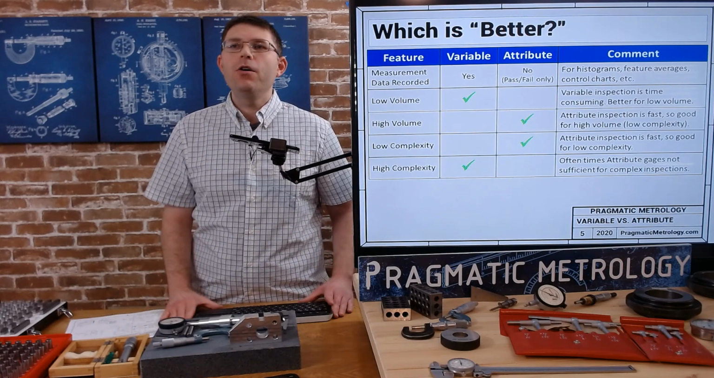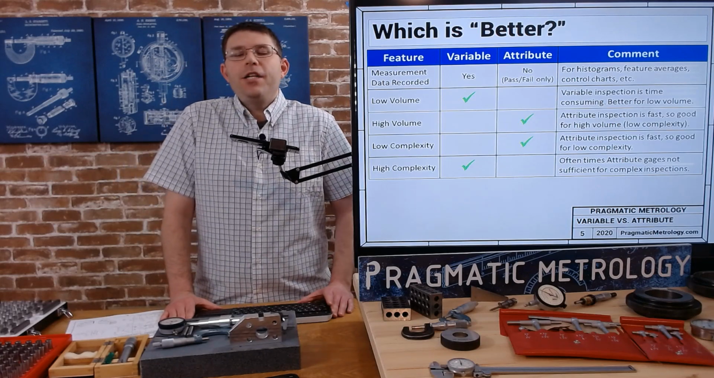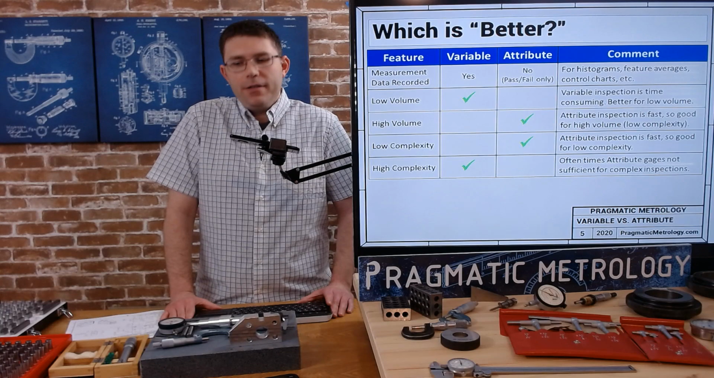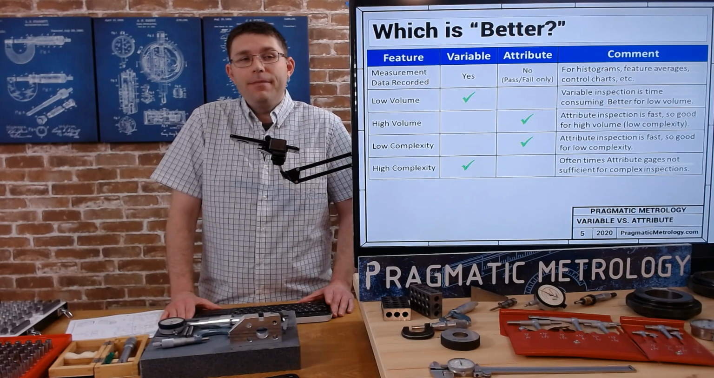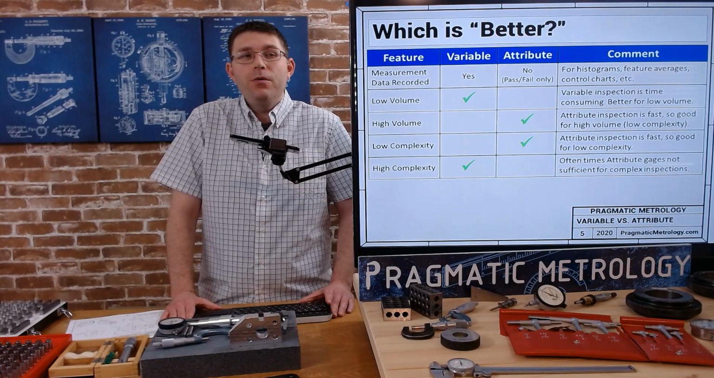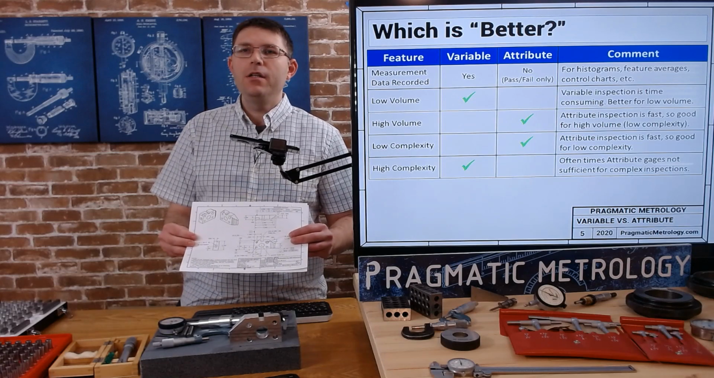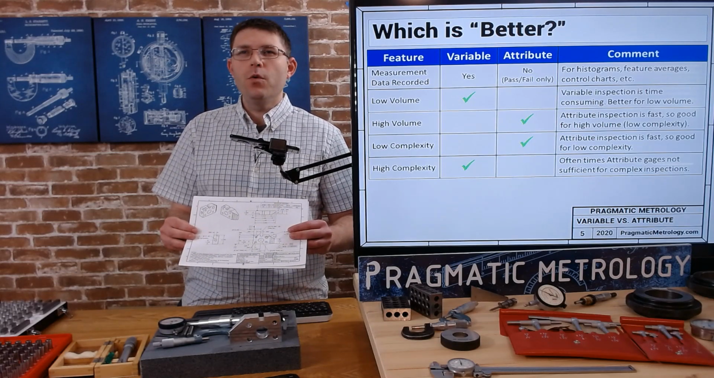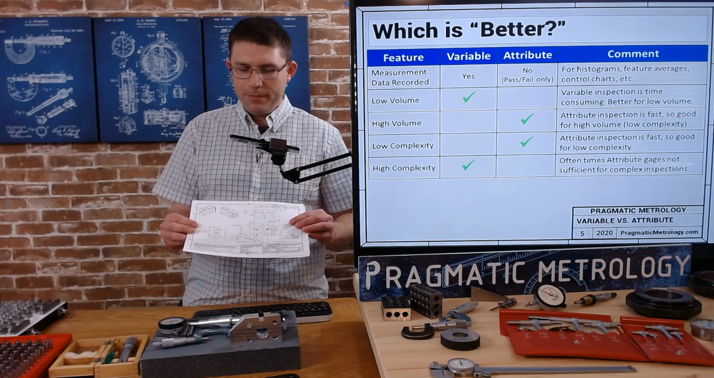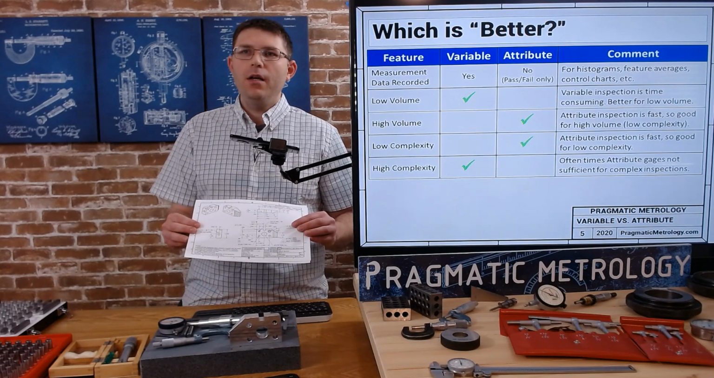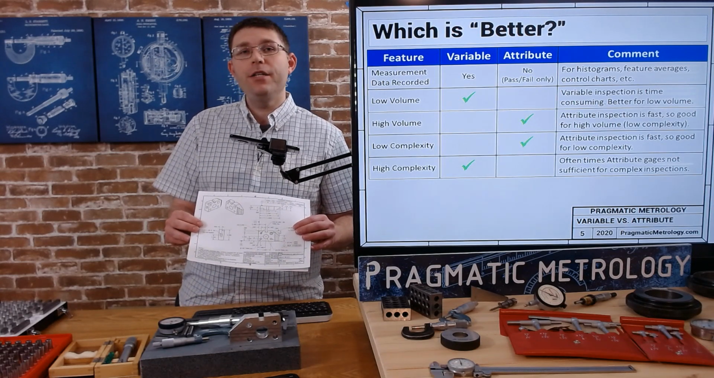Next one, when you're talking about low complexity or high complexity, I would say attribute gauges are great for low complexities: slot width, hole size, something that's got very basic go, no-go qualities to it. So when you look at your print, you'll be able to get a feel for it. The more parts you do, you'll be able to get some sense for when you should be using a go gauge or an attribute gauge.